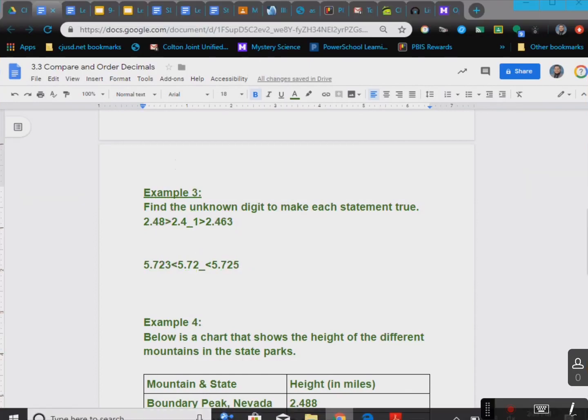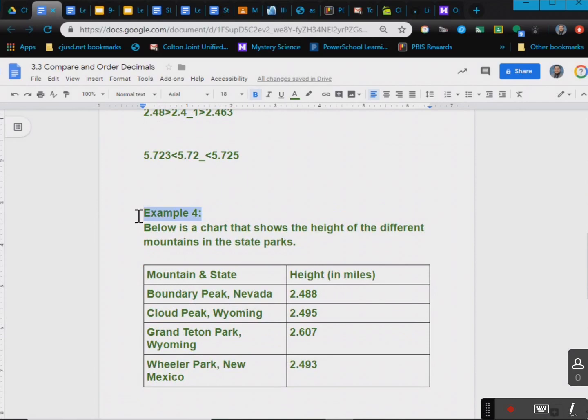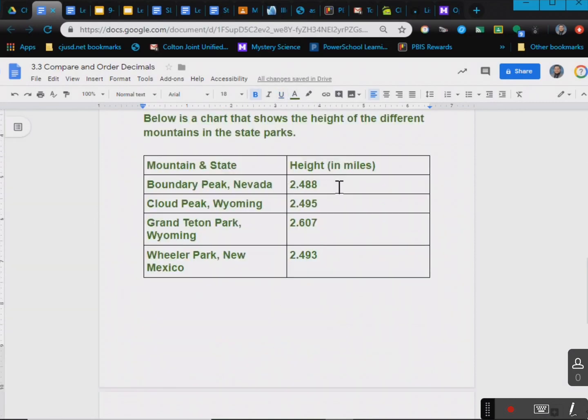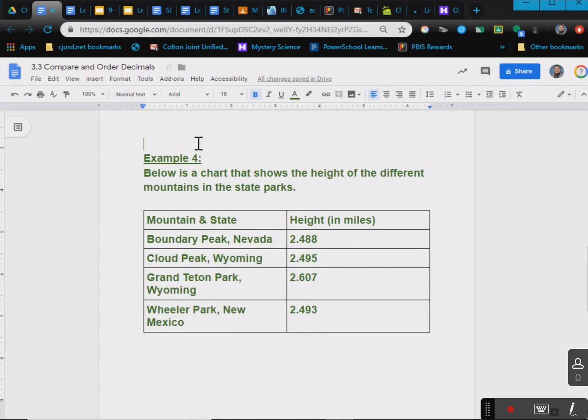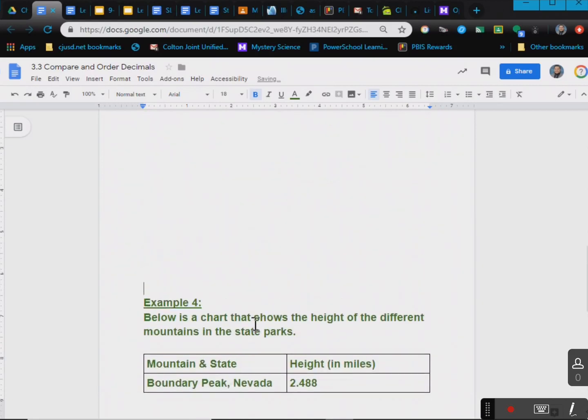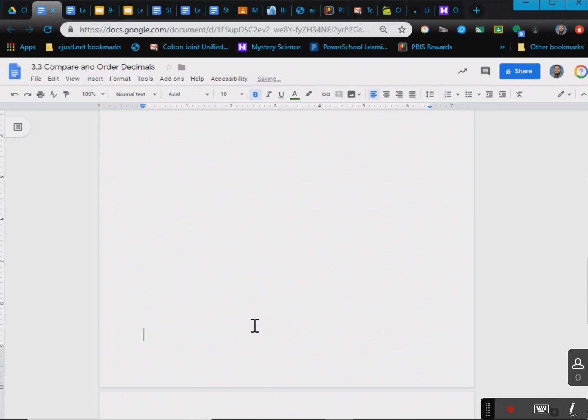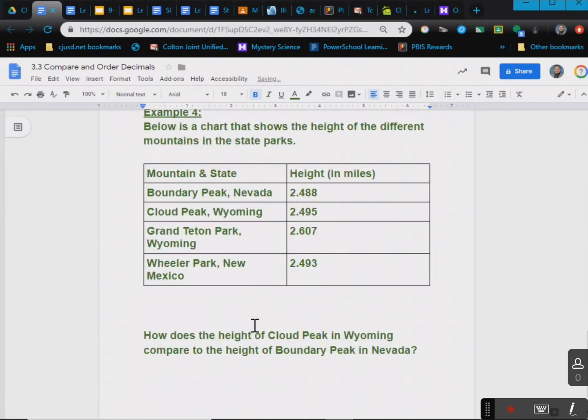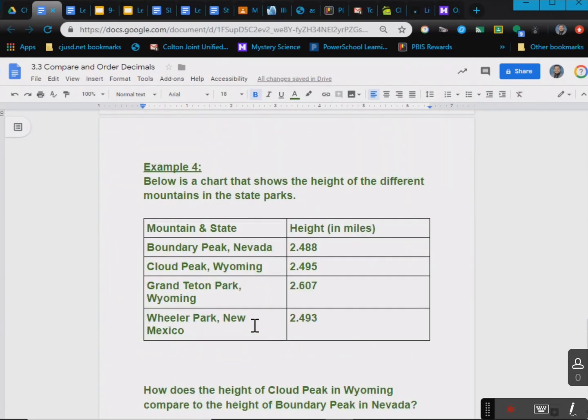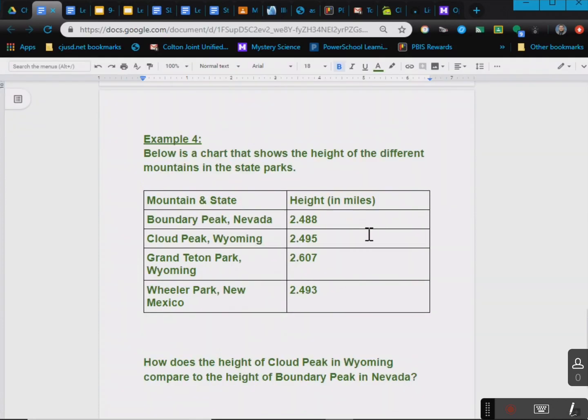This one's going to be a word problem, okay? So the 4th example says, below is a chart that shows the height of the different mountains in the state parks. Let me move that to its own page so we can see the whole problem. There we go. Okay, and you make sure you write this down. If you need to pause it, you can pause it right now. It's a great way to pause it right there.